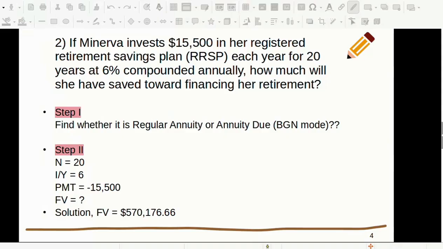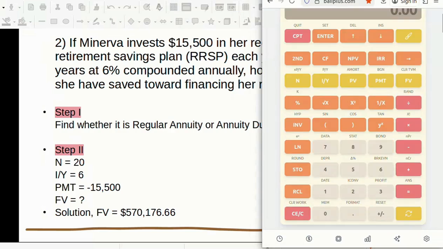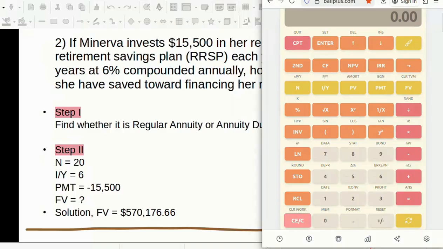Now, the next question is, if Minerva invests $15,500 in her RRSP each year for 20 years at 6% compounded annually, how much will she have saved towards financing her retirement? Now, the first step is find out whether it's a regular annuity or annuity due. Since we do not have any terms here, such as investment starting today, we continue the calculations in the default end mode. So now we begin the calculations.